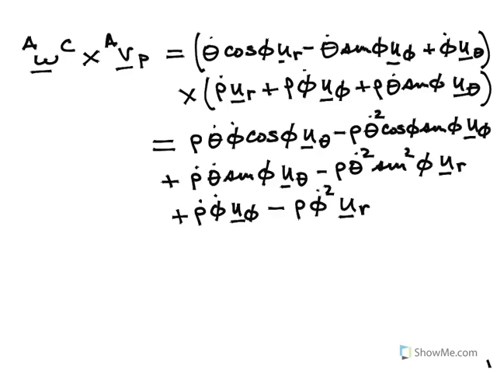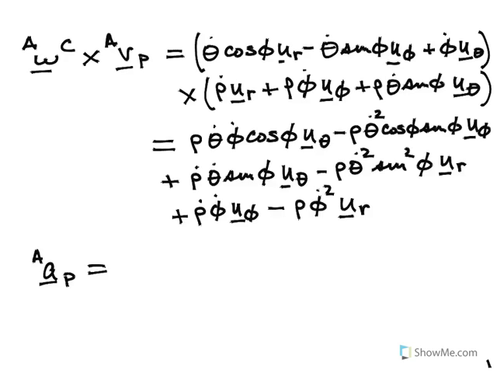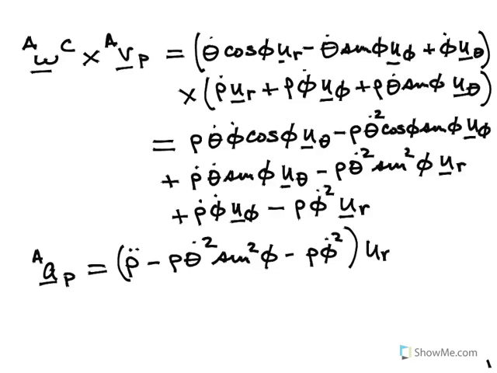So now let's start gathering up all the terms. I have the acceleration of p in A is equal to, let's gather up the u_r terms. So the u_r terms, I've got rho double dot, and then in this expression here I have minus rho theta dot squared sine squared phi, and then I have minus rho phi dot squared times u_r.